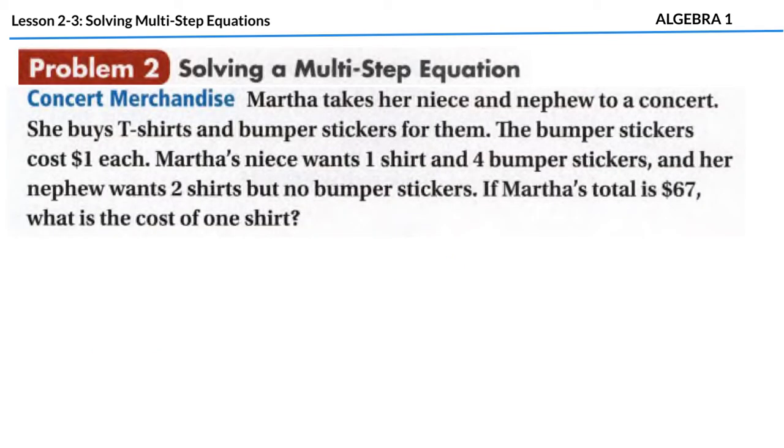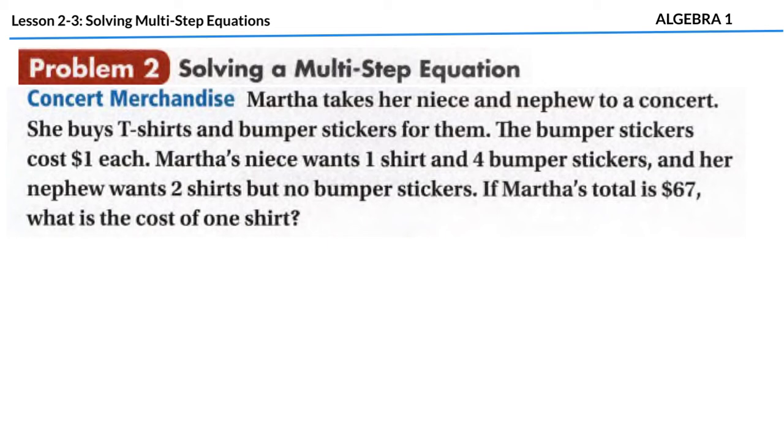Let's try this problem. Martha takes her niece and nephew to a concert. She buys t-shirts and bumper stickers for them. The bumper stickers cost $1 each. So, the cost of one bumper sticker is $1.